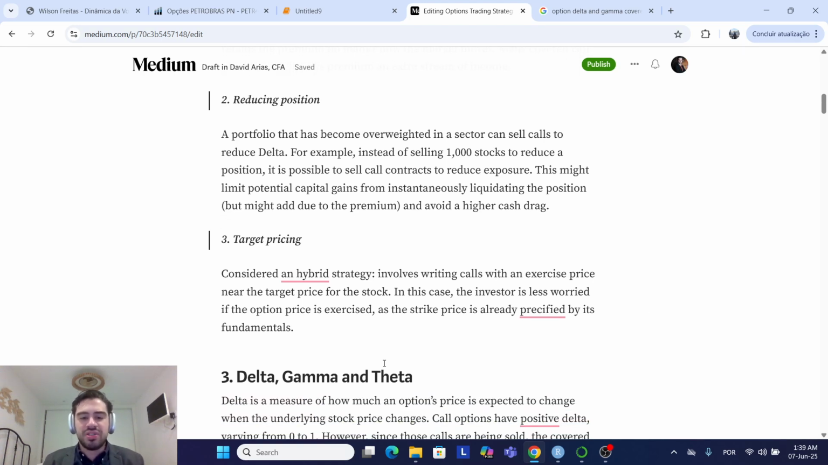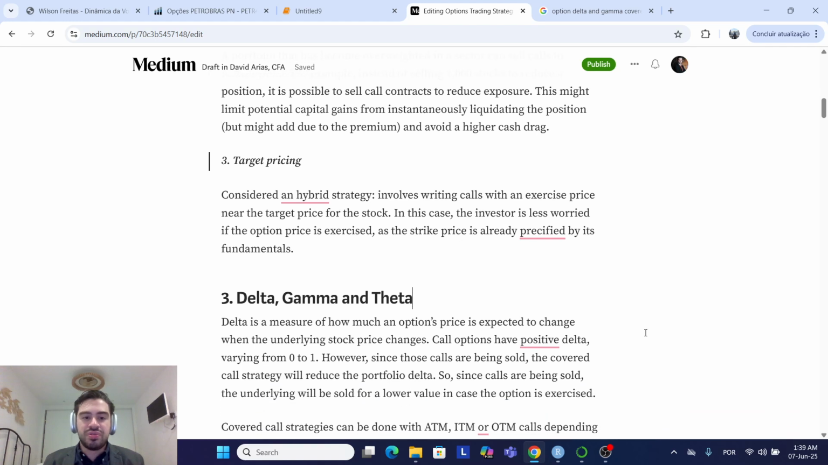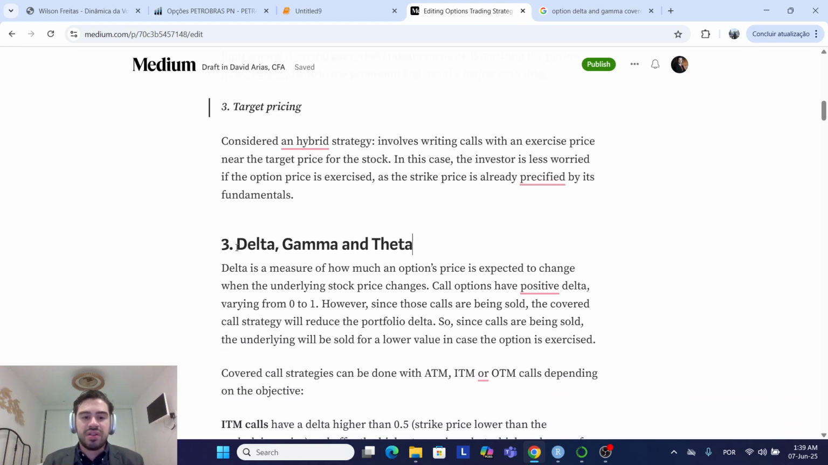So when do I enter this strategy? Why do I enter this strategy? Which time horizon should I choose? Well, firstly, we should analyze the option Greeks.